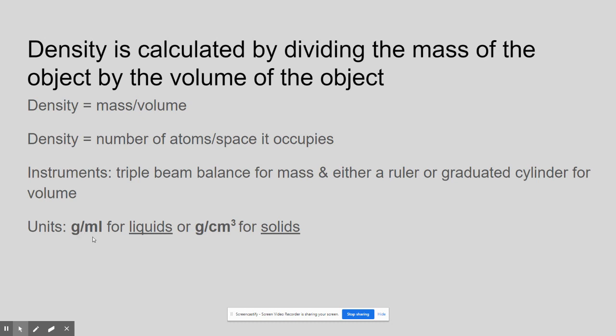So since for a liquid you have to use graduated cylinders to get the volume, we're using milliliters, like a 3 liter of soda, or liters, a liter of water. So for liquids, we always use grams per milliliter. For a solid that has flat sides, we would use a ruler, and we would measure it in centimeters. So we'd get the volume, which would be length times width times height. So in that case, we use grams per centimeter cubed.